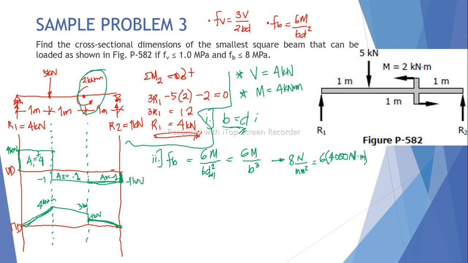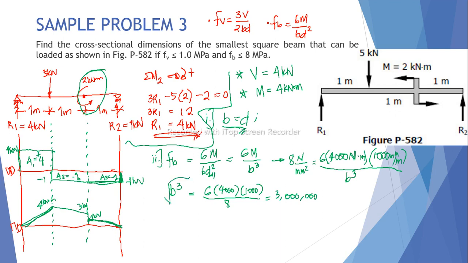And since the other units are in millimeter, it is better to convert the meter into millimeter. So there are 1,000 millimeters per meter over B cubed. Okay? So B cubed is equal to, let me simplify this, 6 times 4,000 times 1,000 over 8, which is equal to 3 million. That is 3 million.